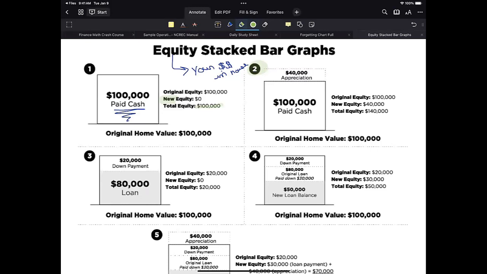Let's say, or situation number 2, you buy the house for $100,000. 3 months later, Jason Momoa moves in next door.